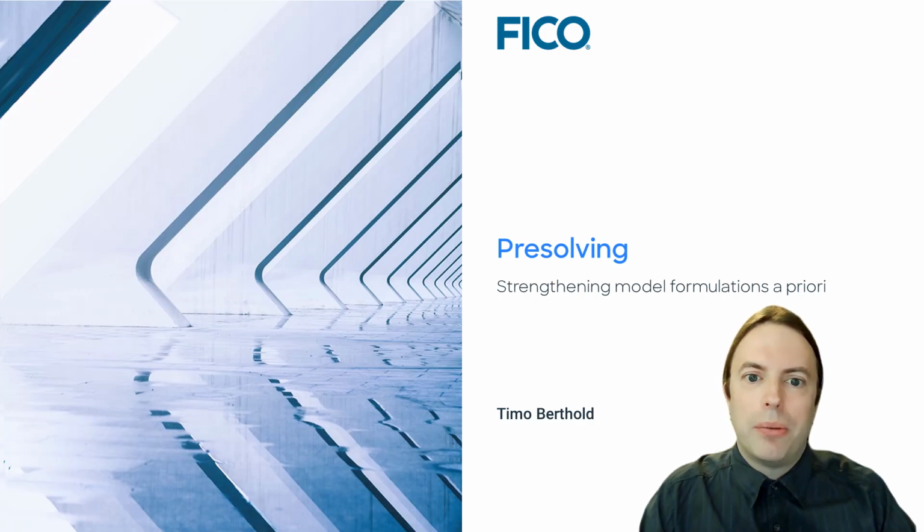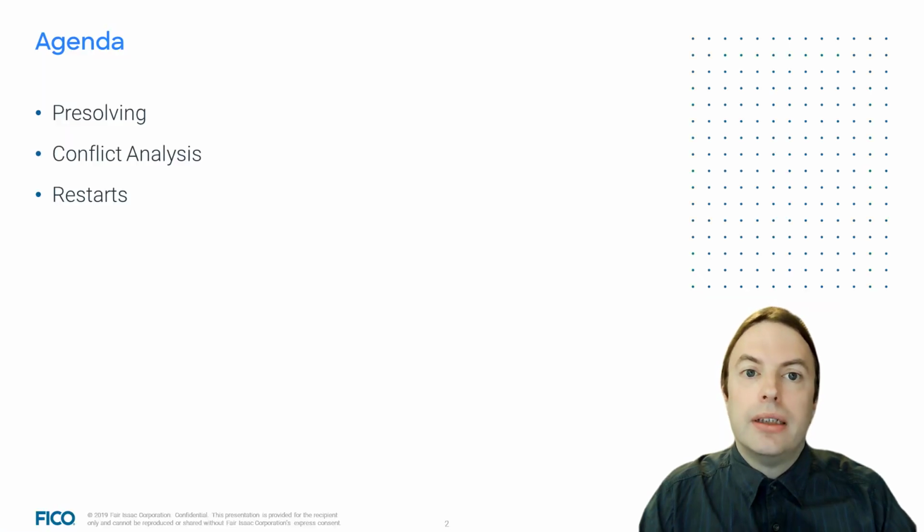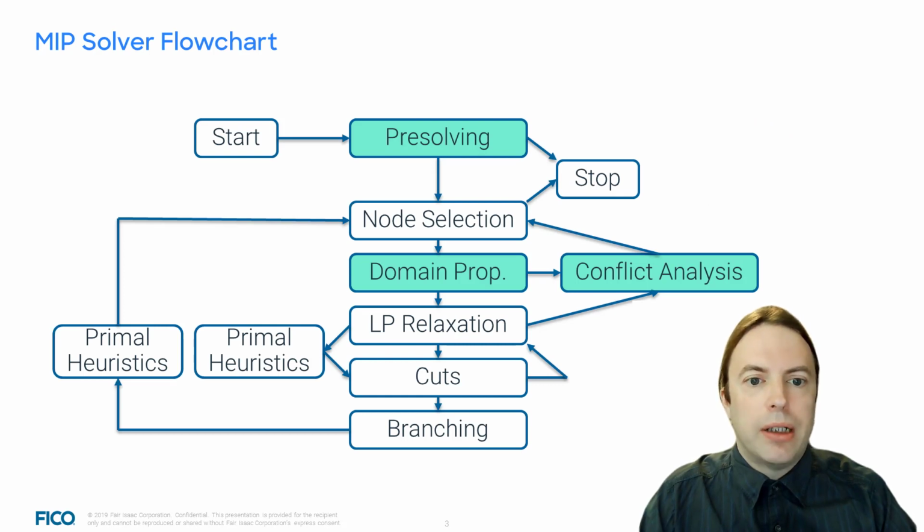In this final lecture about MIP solving techniques, we will talk about pre-solving and related methods. The agenda looks short. There will be a main pre-solving part, followed by a sidetrack on conflict analysis, and finally, we will say some words on restarts. Hereby, we cover the missing parts in our MIP Solver Flowchart.